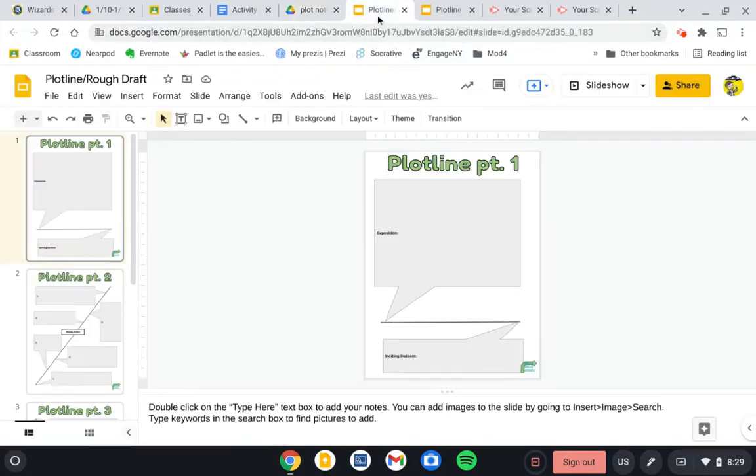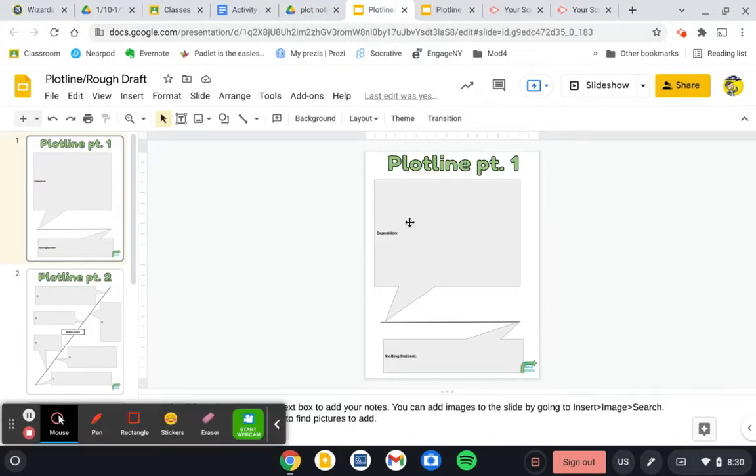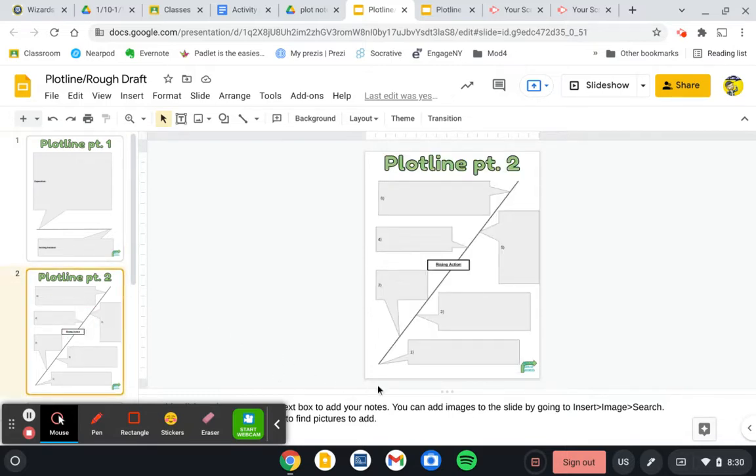So as we look at our graphic organizer, yesterday we had our exposition, which was our introduction, and then the inciting incident. Today we're on page 2. Page 2 has different word bubbles here, and each word bubble is a scene in your rising action. It's where you're going to type your story.